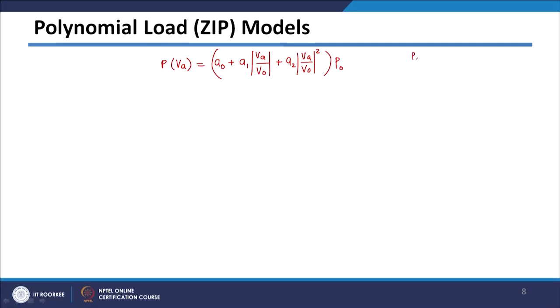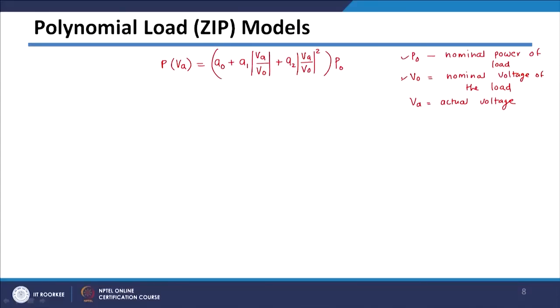Here P0 is the nominal power of the load and V0 is the nominal voltage of the load, and VA is the actual voltage at which we want to calculate the load. So it is the actual voltage during the load flow calculation. As I told you, voltages may change, so at each iteration VA will go on changing. However, V0 which is nominal and P0 which is nominal will remain constant.